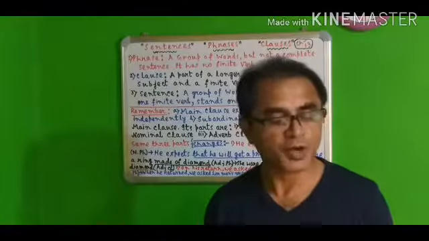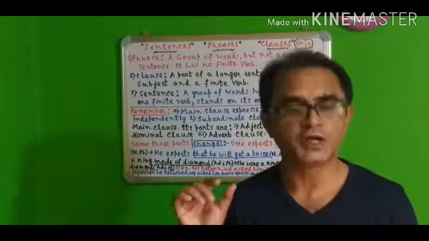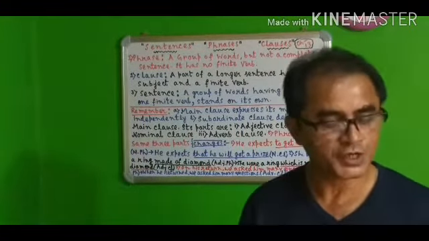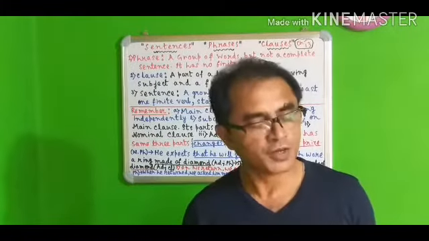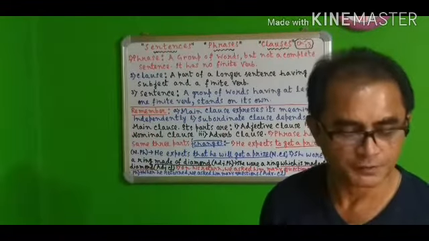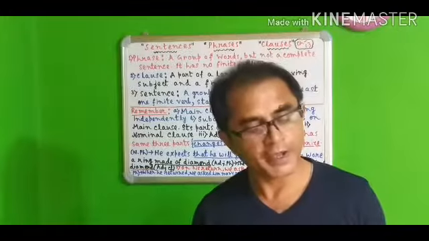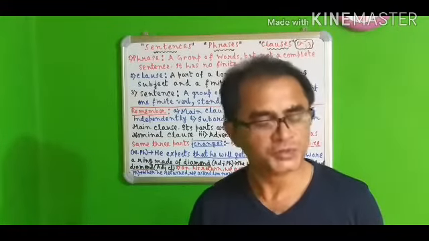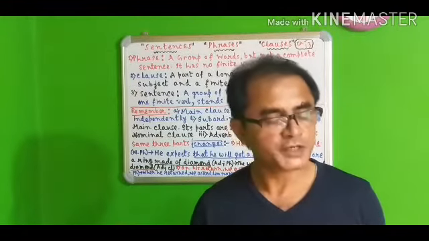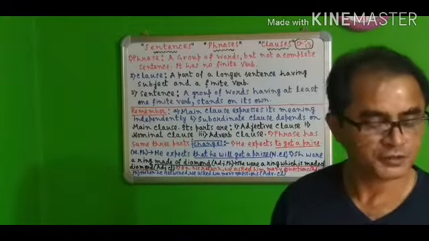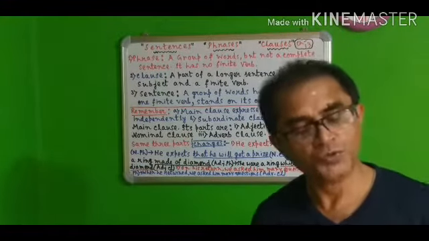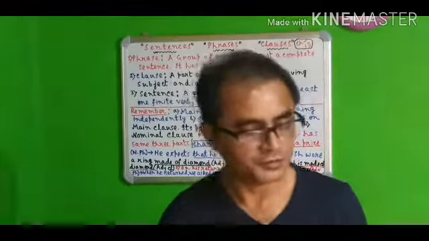He wore a turban made of silk. Made of silk is an adjective phrase. We can change it into: he wore a turban which was made of silk. Again, he carried a sword stained with blood. It can be expanded into a clause like: he carried a sword which was stained with blood.